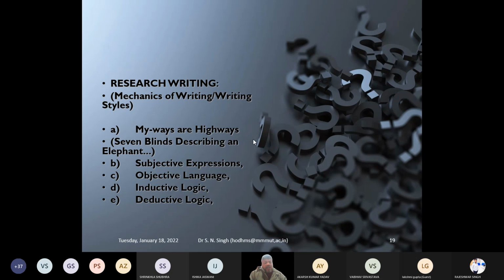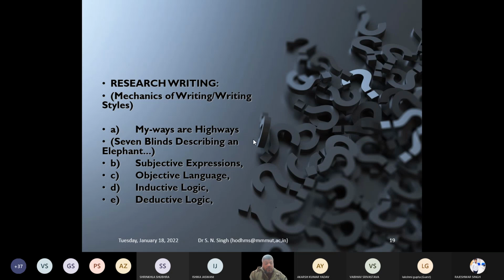Coming to the second type of writing, that is the subjective expression. I need not teach you; you are all well aware of the dominance of the first person pronoun in the writing: I, my, me, we, our, us. So subjective expression can be good for personal writing, but it may never turn out to be a good option for professional writing. Then there is the objective language that we practiced in our last session.